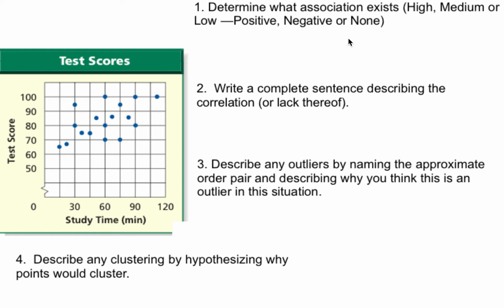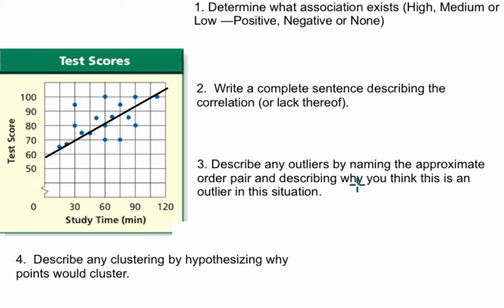Okay, determine what association exists. This is definitely a positive association. It's not necessarily very high, it's kind of medium. High, medium, and low is how closely it follows a line. This follows the line pretty well. There's a couple that are a little ways away from the line, kind of almost outliers. Write a complete sentence describing the correlation. It looks like as students spend more time studying, they tend to get higher test scores.